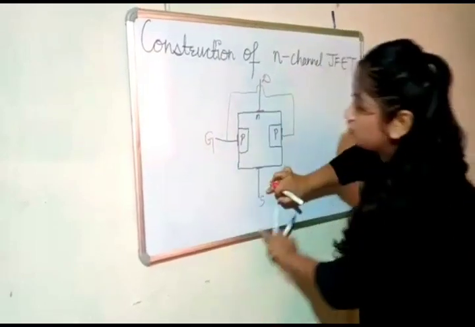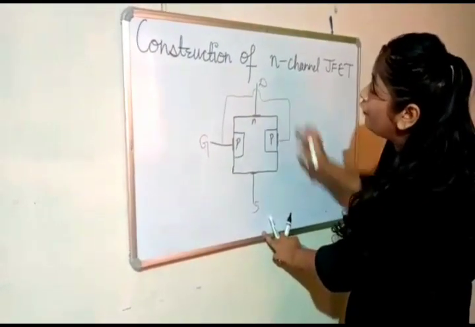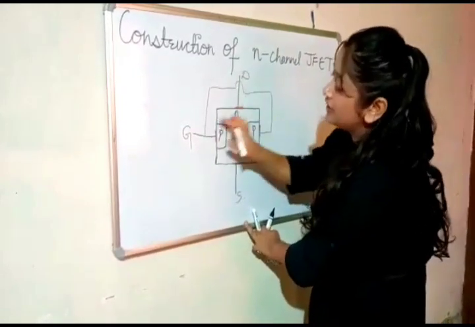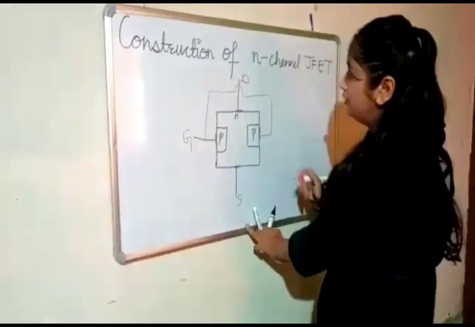Drain terminal, source terminal and gate terminal. We have 4 ohmic contacts: first, second, third and fourth. They are joined together to take out one single terminal, that is the gate terminal.